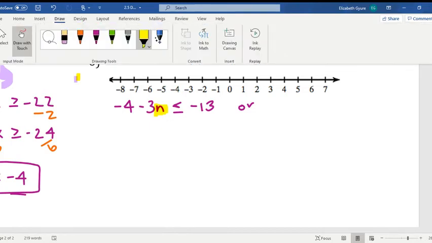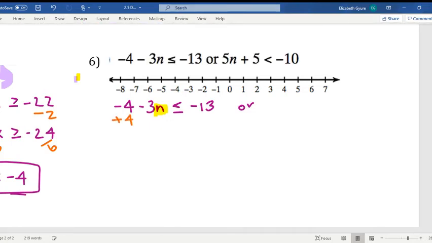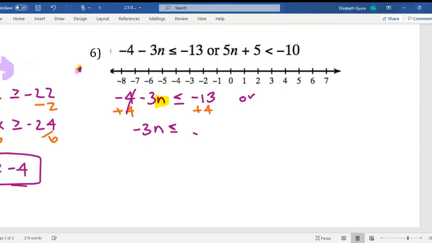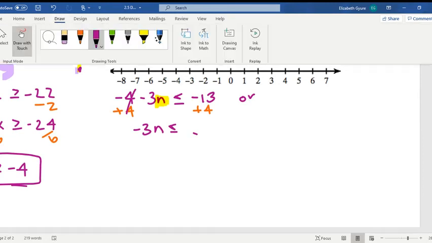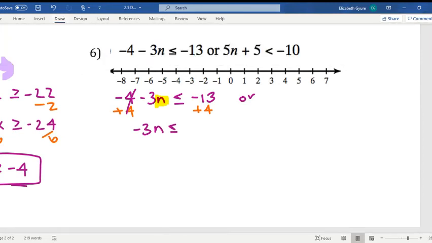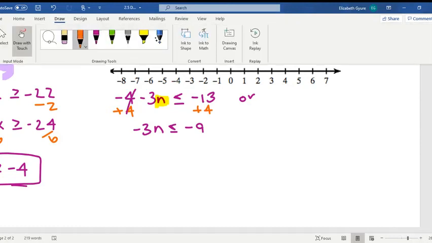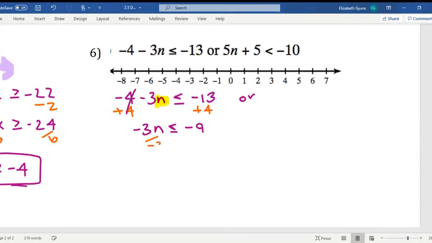Very good, Alex. We would add 4 to the left and the right. Our 4's will cancel. We'll have negative 3n is less than or equal to negative 13 plus 4. What is, very good, negative 9. And then what would my next step be? Divide by negative 3, good.